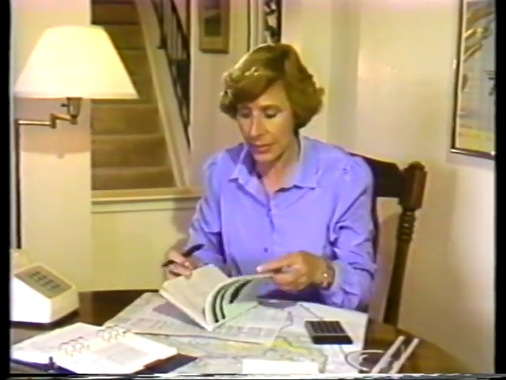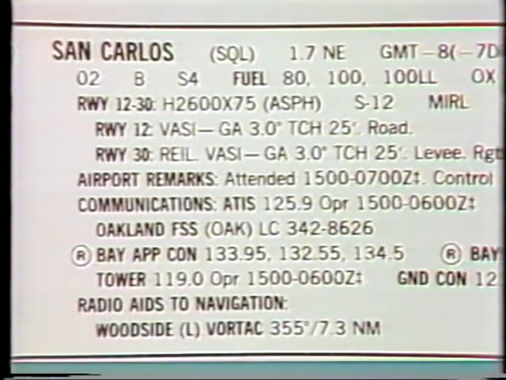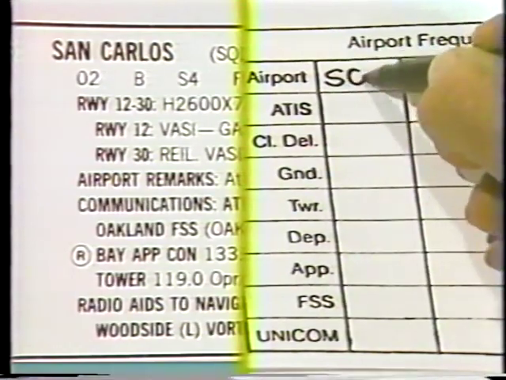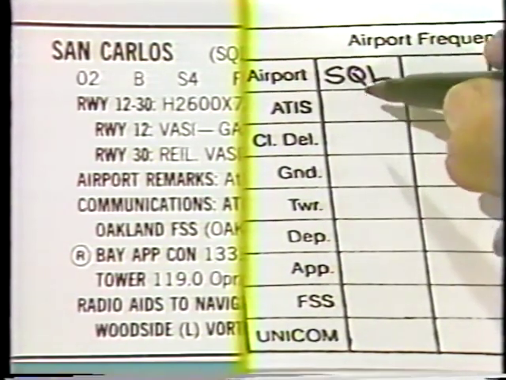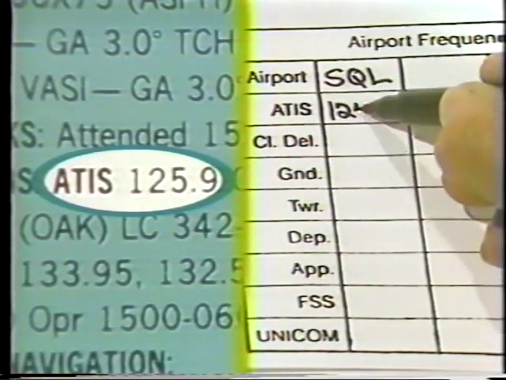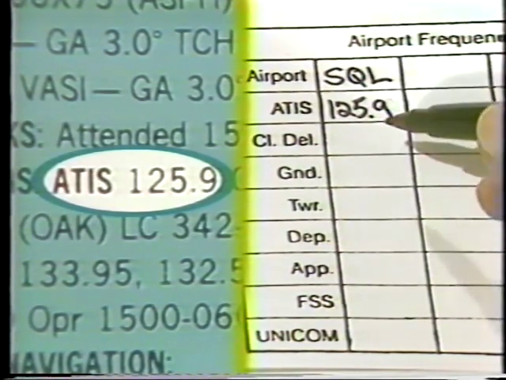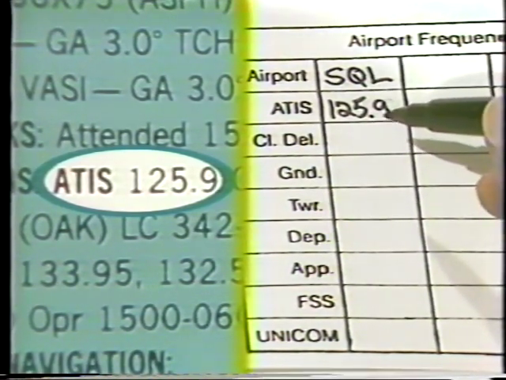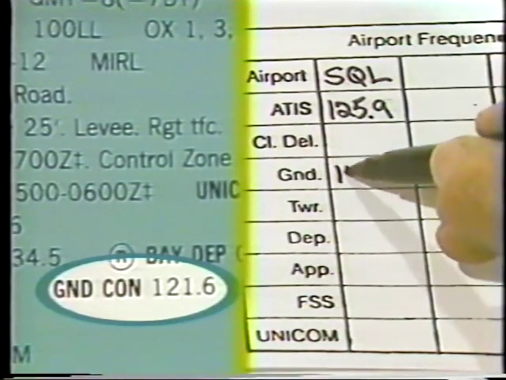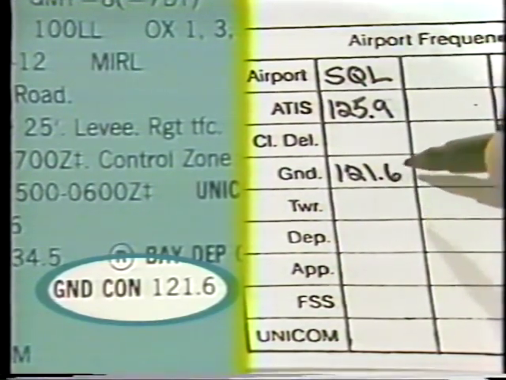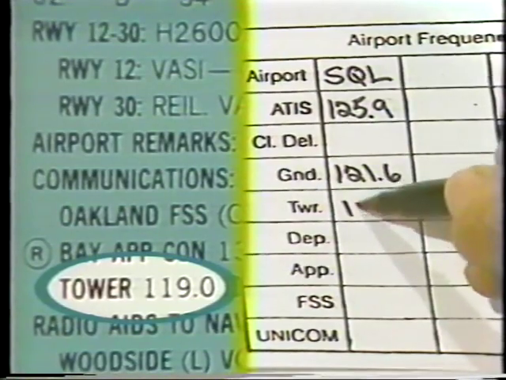The other areas to complete on the flight log include frequencies to be used en route. Most frequencies can be found on the chart, but we need to use the airport facility directory for complete information. Here is San Carlos information. We'll list it in the first column. ATIS is 125.9. There's no clearance delivery at San Carlos, but ground control is 121.6. Tower is 119.0.